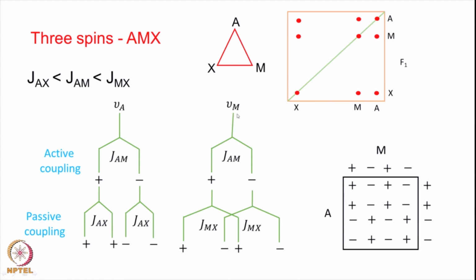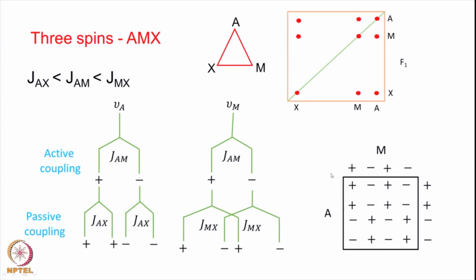And what about the M spin? The M spin will be split into plus minus because of the AM coupling, and now the MX coupling. Now the MX coupling is larger than the AM coupling, therefore this will produce a splitting like plus and plus here and minus here, and this will therefore be plus minus plus minus.